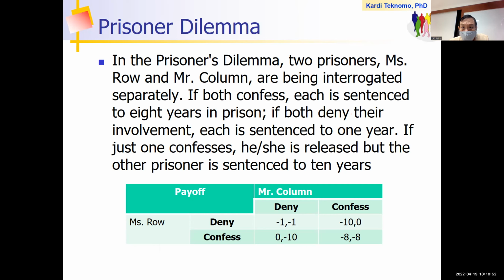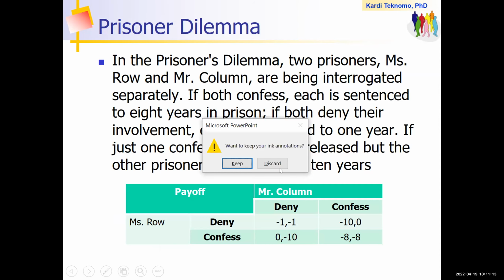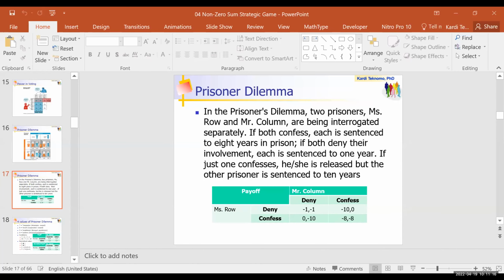Can you try the prisoner's dilemma? Can you find the equilibrium using iterative domination? Anyone want to explain? Anyone want to explain this? How will you get the equilibrium here?